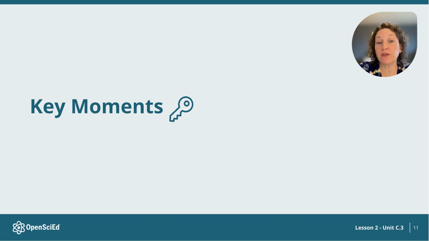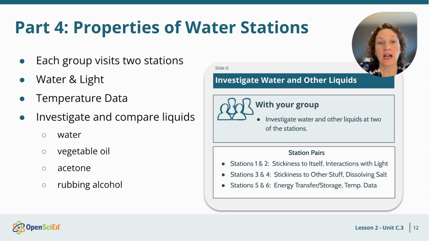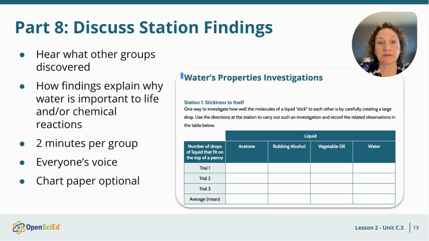And now for a few key moments. A key moment in part 4 is the water investigations about the properties. You'll set up 6 stations, but student groups will only visit 2 of the 6. In addition to comparing liquids, they will also gather information about water and light interactions in the ocean, as well as compare temperature data inland versus in coastal communities. Along the way, they will start to add new terms to their personal glossaries.